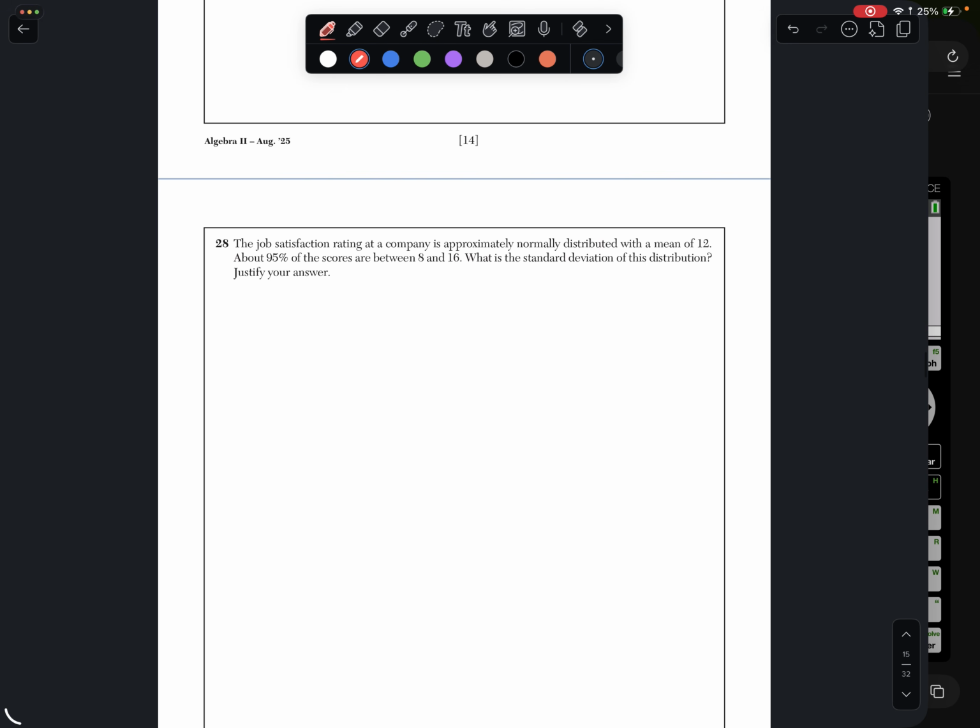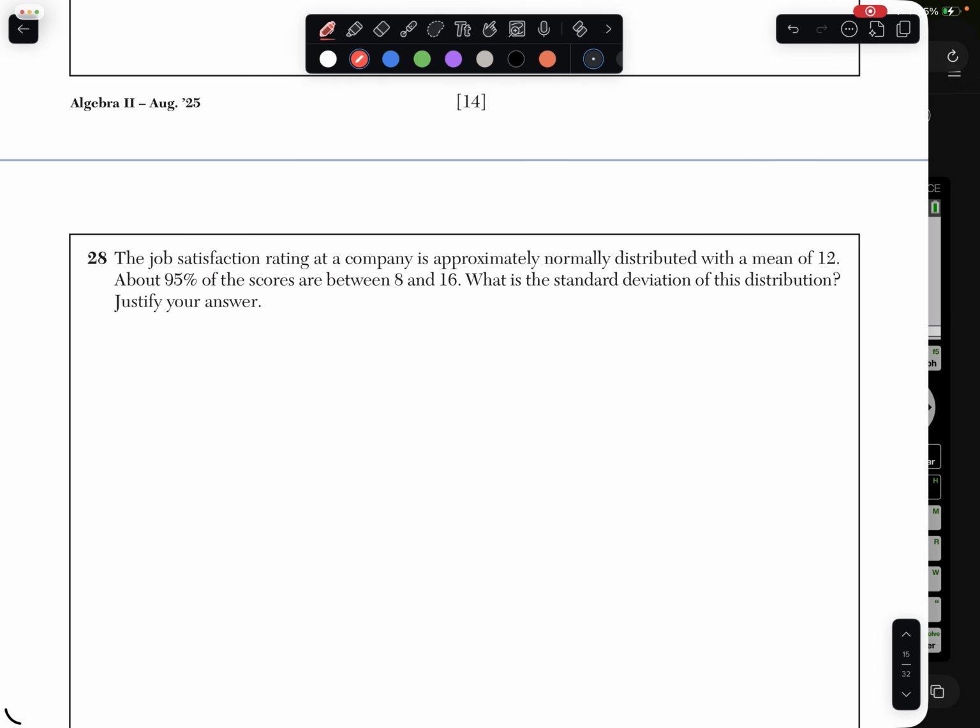Okay, all right. A job satisfaction rate at a company is approximately normally distributed, so that's a keyword there, with a mean of 12. So that's my mu, or you might have x with a bar on top of 12. About 95% of the scores are between 8 and 16. What is the standard deviation of the distribution? Justify your answer.